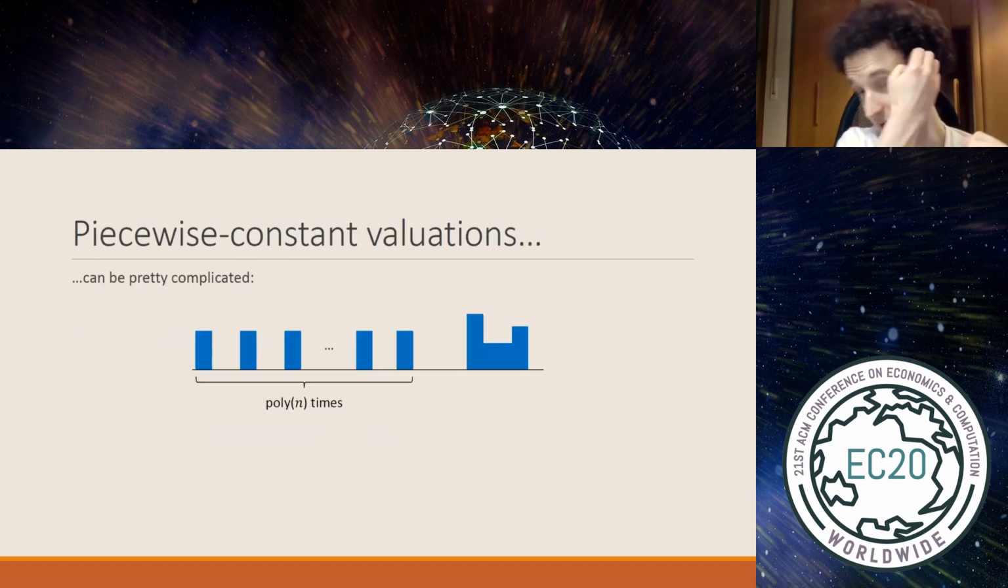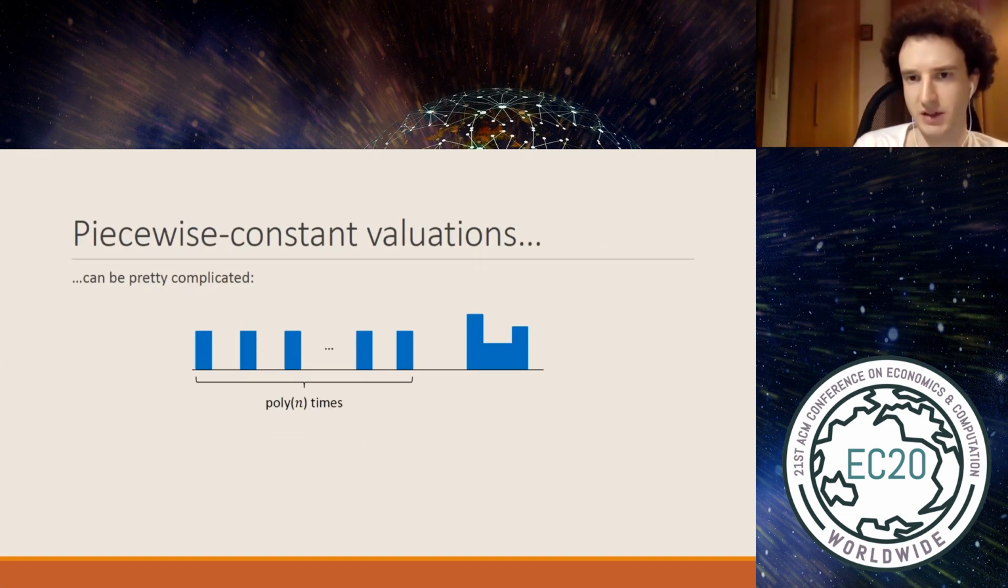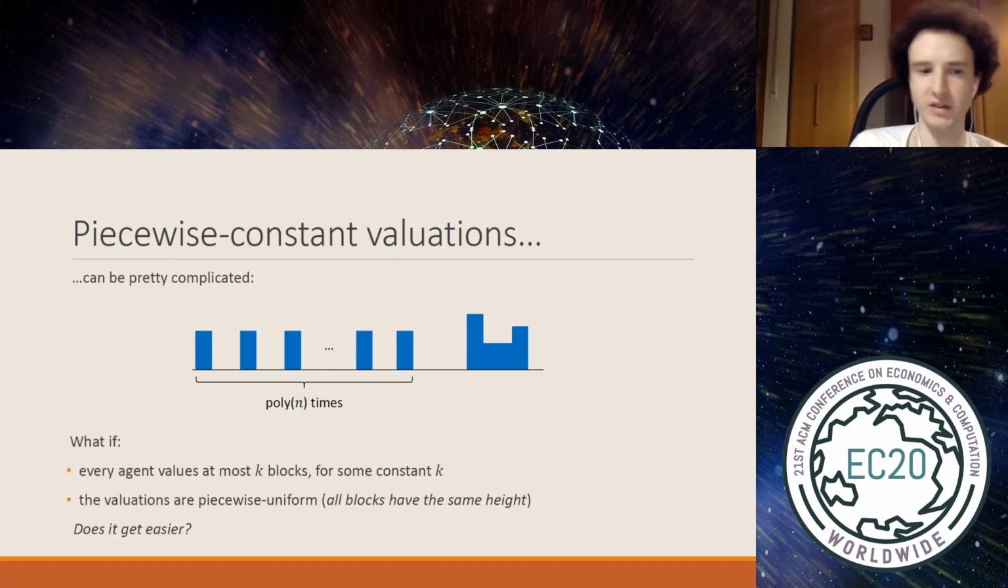Let's take a closer look at this hardness result. So it holds for piecewise constant valuations, as I mentioned. And the thing is that these valuations can be pretty complicated. This is an example of what this reduction does, what kind of agent gadgets it uses. So agents can have a polynomial number of blocks of value, and the blocks can have different heights. So maybe the problem is hard just because we're able to construct these weird gadgets. Maybe the problem is easier if we only consider simpler valuations. So what if, for example, every agent is allowed to have at most a constant number of blocks?